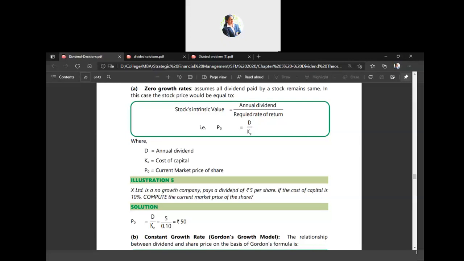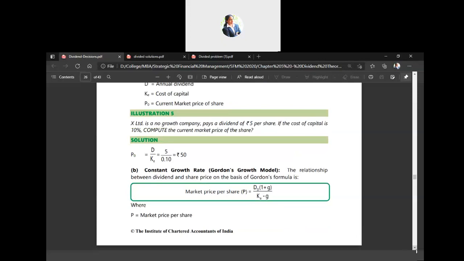Then you have a constant growth, where the relationship between the dividend and share price is on the basis of Gordon's formula. The market price of the share P is D naught (1 plus G) divided by KE minus G. Now, when you compare the zero growth and constant growth, one thing that is constant is growth. There is a continuous constant growth.